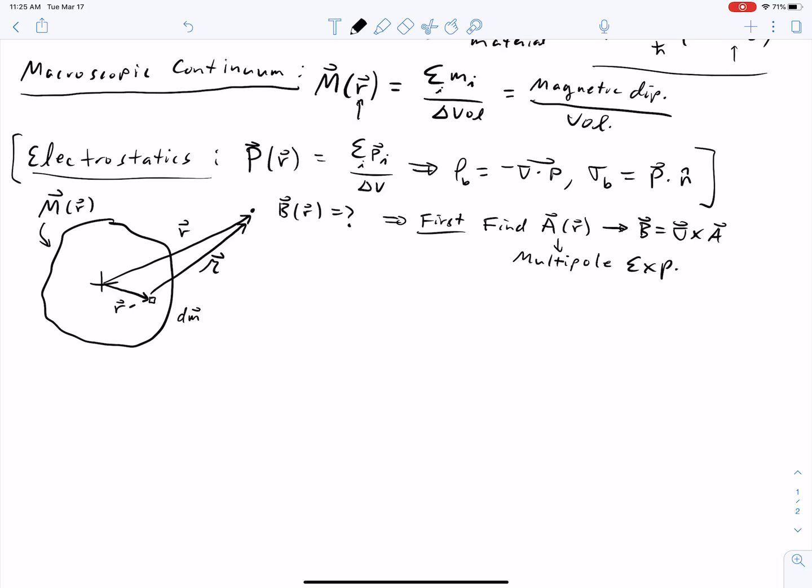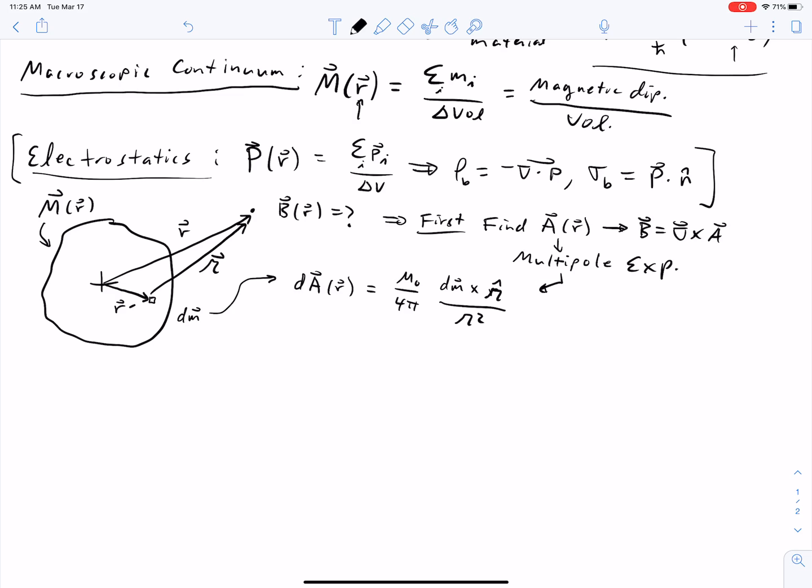And so then we know that from this little tiny dipole, that creates a little tiny vector potential at the field point. And that little tiny vector potential is equal to mu naught over 4 pi times dm cross cursive r hat over cursive r squared, from the multipole expansion.